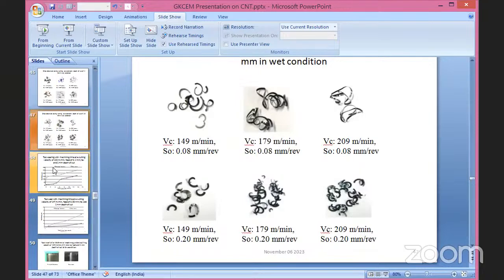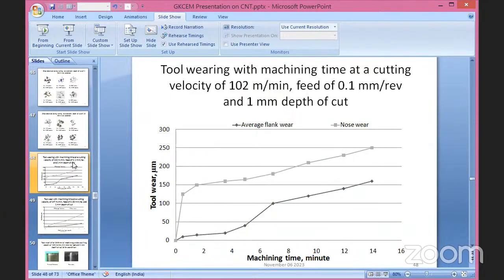So wear tests are also done. I am showing here 2 typical wear tests. At 102 meters per minute cutting velocity, a feed of 0.1 millimeter per revolution and 1 millimeter depth of cut, we are seeing the progress of tool wear with machining time. We easily find that with the increase in machining time, there is an increase in tool wear values. The square symbols correspond to nose wear, and the triangular symbols correspond to the average flank wear.